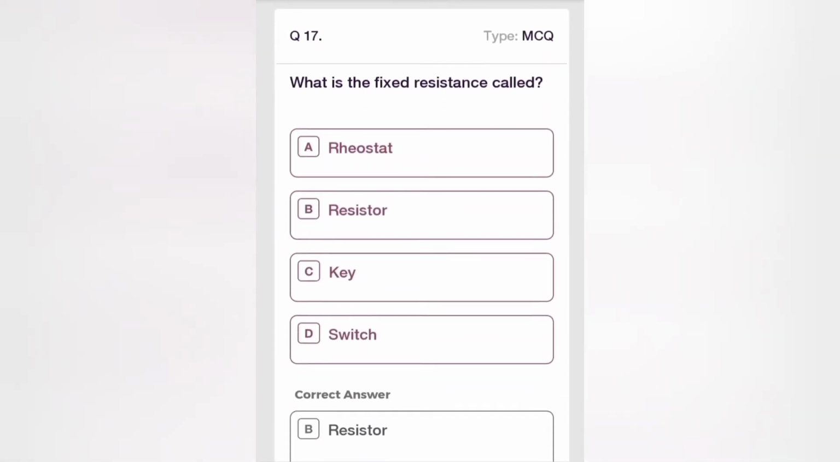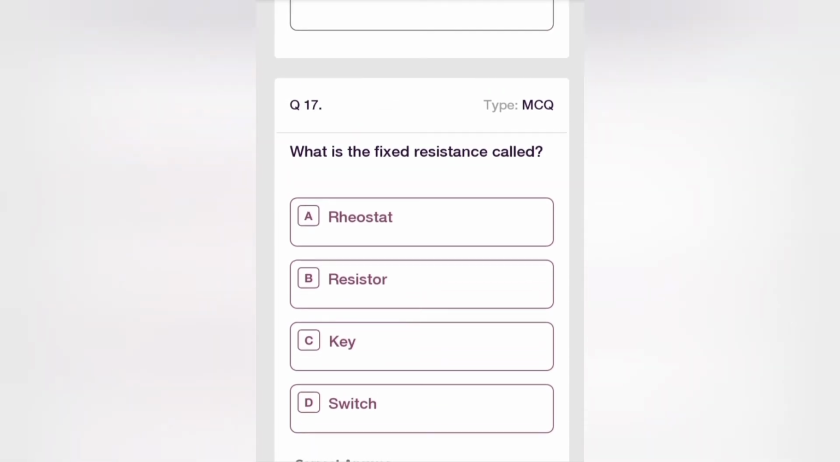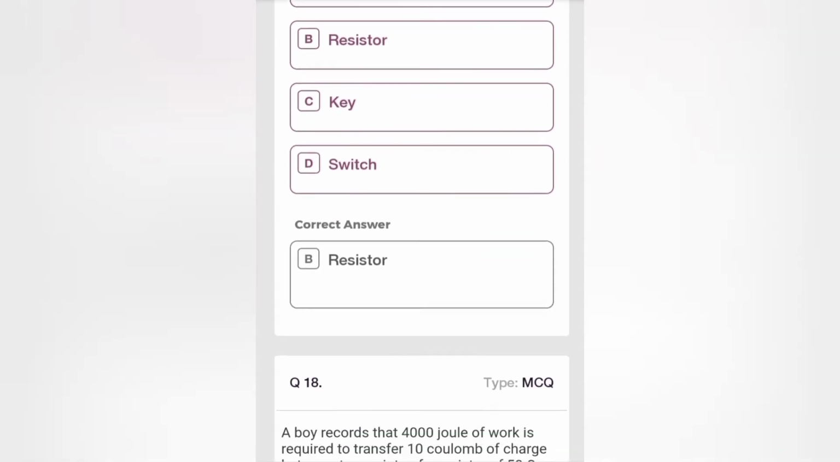Now, what is the fixed resistance called? Fixed resistance, do we call it rheostat? No, rheostat is a variable resistance. Resistor is the correct answer. Key? No, it is not called key. Switch? No, it is not switch. The correct answer is fixed resistance, we call it a resistor, that will not vary.